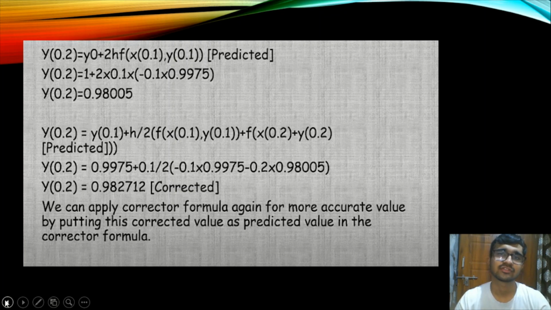Okay, so this is our end sem paper, and this is our last question, and in this way we have completely solved our end sem paper.